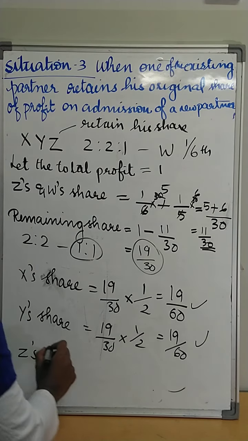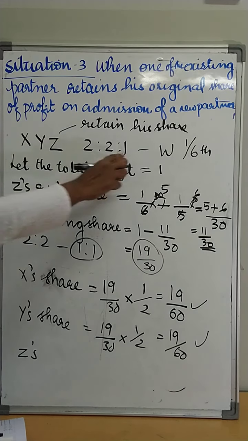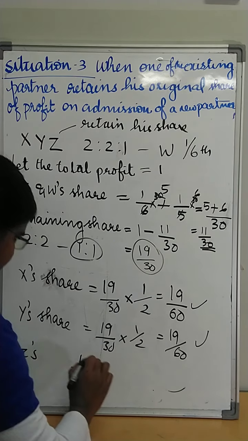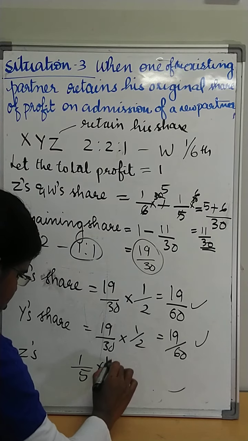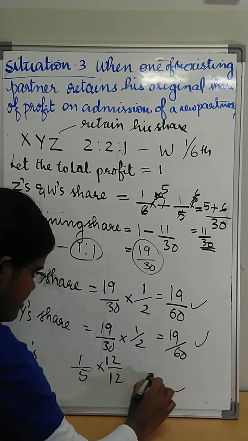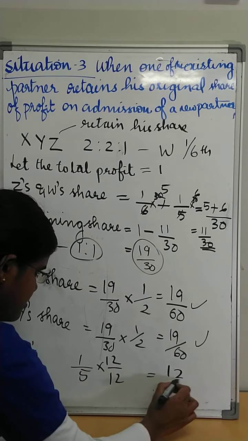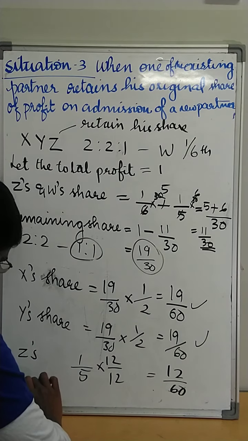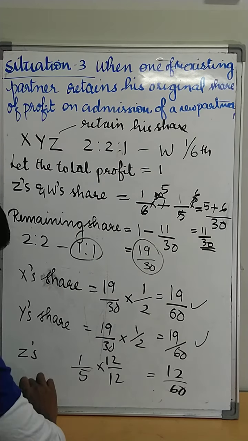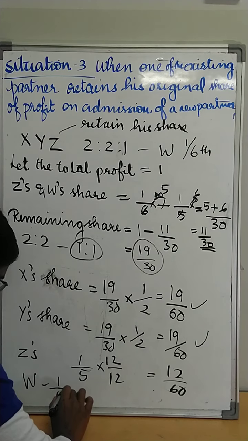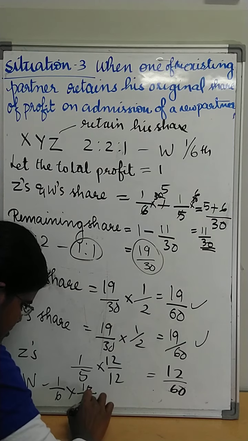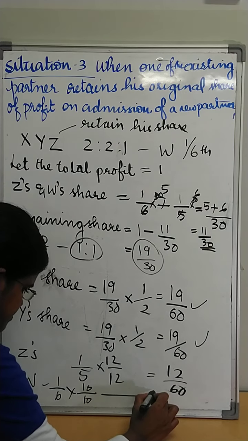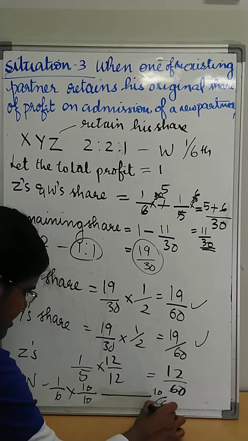So Z's share is 1/5. I'm going to make the denominator equal to 60, so I am multiplying both sides by 12. That will be 12/60. And for W it is 1/6. That also I am converting to 60, that is 10/60.